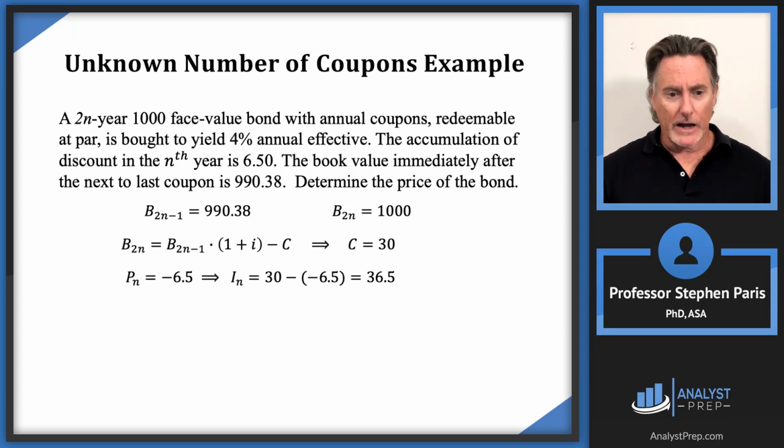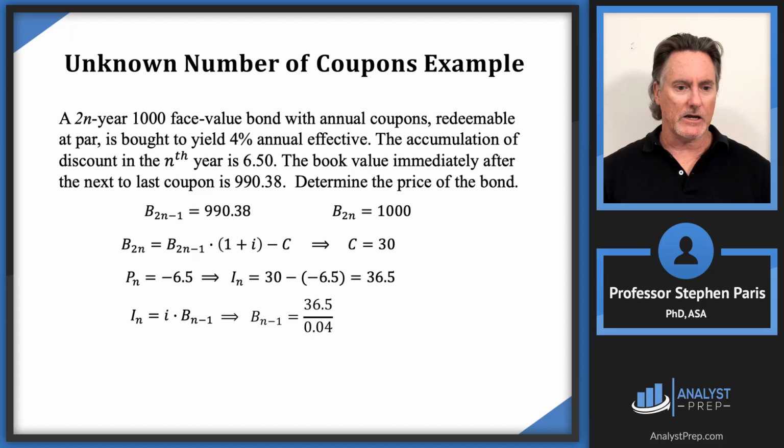At this point, remember the other way we can also calculate the amount of interest at time n is based on what the book value is at time n minus 1. Take that book value at time n minus 1 and multiply it by the interest rate i. So in this case, I can solve for the book value at time n minus 1 by taking the capital I sub n value, 36.5, and dividing it by that 4% number, and I get that the book value at time n minus 1 is 912.50.